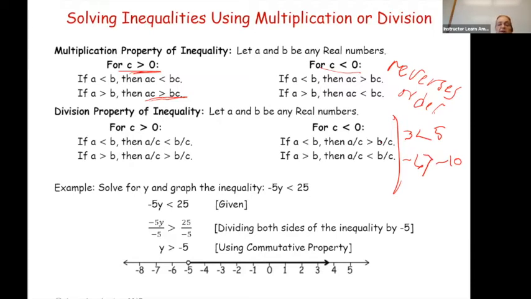So for example, supposing you're told to solve the inequality negative 5y is less than 25. To get rid of the negative 5, you're going to divide both sides by negative 5. When you divide by negative 5, it reverses the order of the inequality. Notice that the less than changes to greater than. So the solution winds up being that y is greater than negative 5, which is shown as negative 5 not included, and then going to the right.